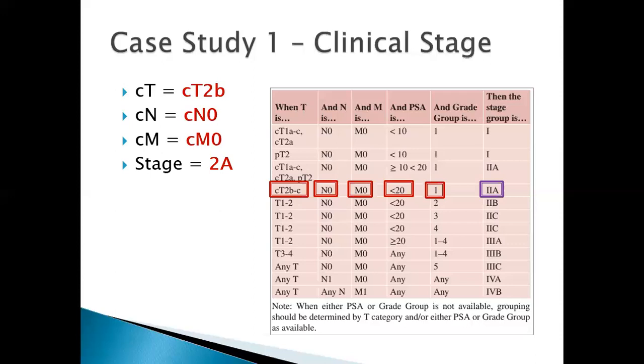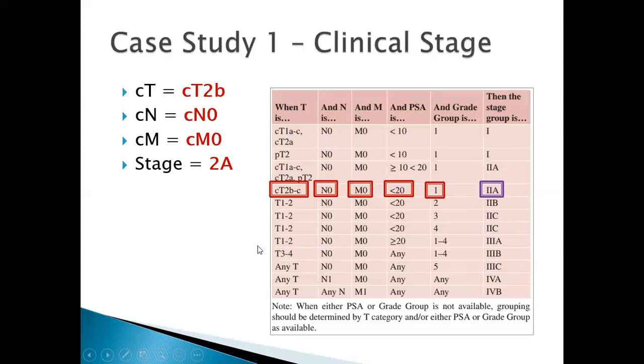2A. Now, when we enter the stage group into the software, we do not use Roman numerals. We use the numerical 1, 2, 3, 4. All right? So even though they're giving it to us in Roman numerals, we have to assign it as a 1, 2, 3, or 4 as the number, okay? Keep in mind that the letters for the T, N, and M are almost always lowercase, all right? The stage groups are capitalized letters, all right?